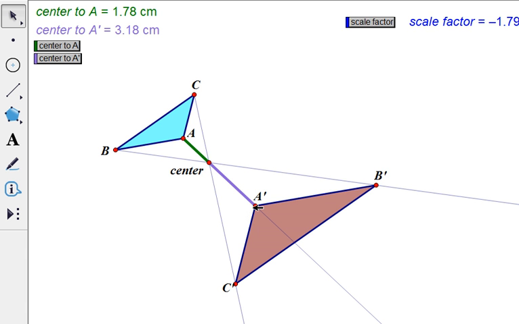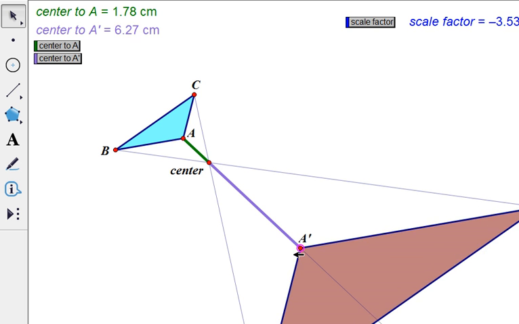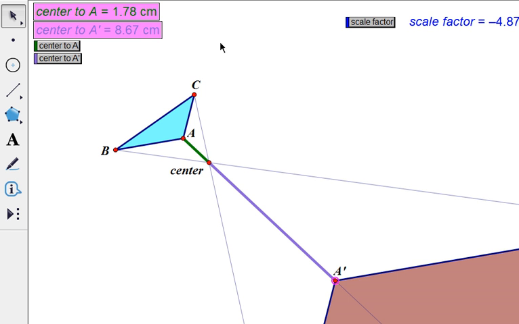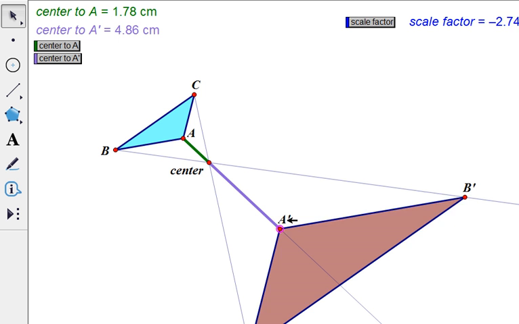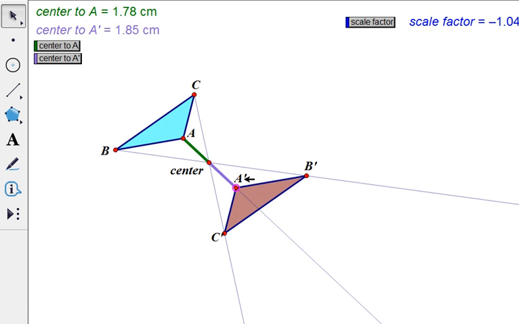But if you look at the scale factors, remember it was talking about absolute value. When that absolute value is greater than 1, notice it's getting bigger and it's getting farther from the center. You can tell it's farther from the center by looking at these distances. When I get that scale factor down to have an absolute value of 1, now look, they're equidistant from the center, and if we look at these two figures, they're congruent. And then when the absolute value is less than 1, notice it's getting closer to the center and it's getting smaller.